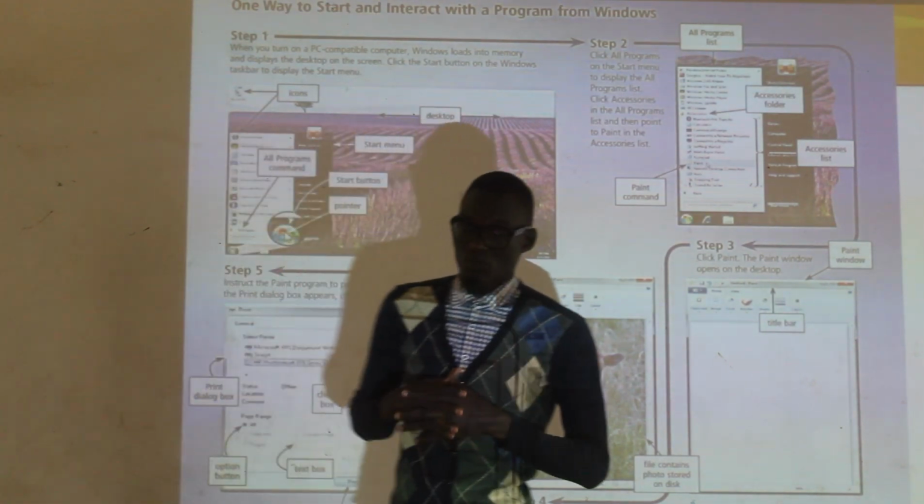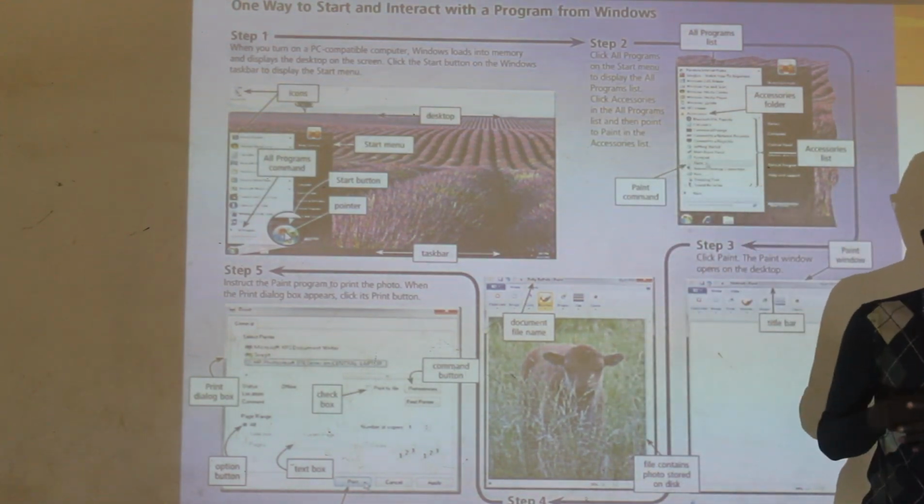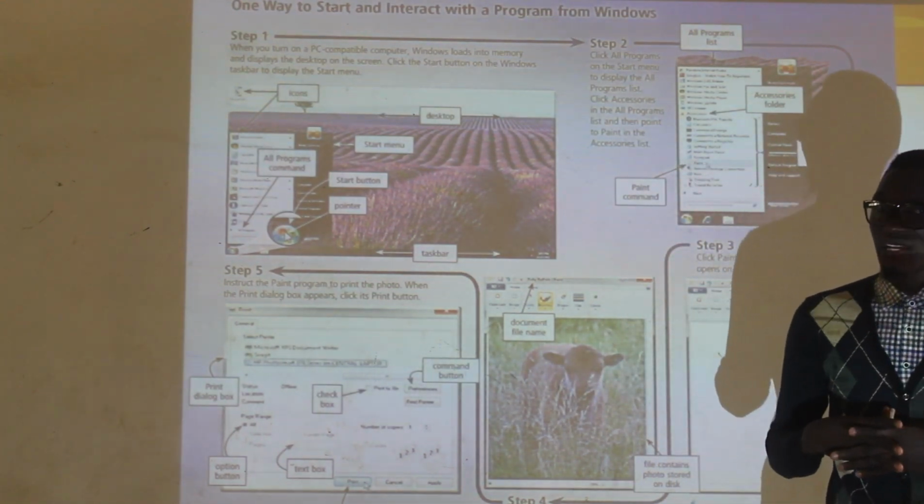Our next subtopic is supposed to be file management, but due to time we are not going to continue with that. So I am going to end the tutorial here. I'm going to end today's lesson here.